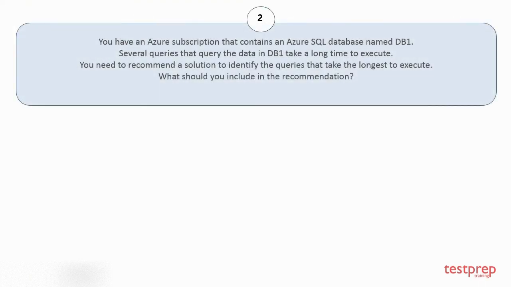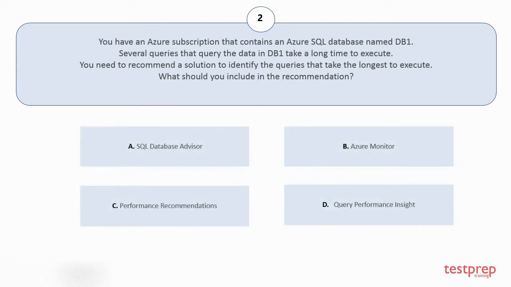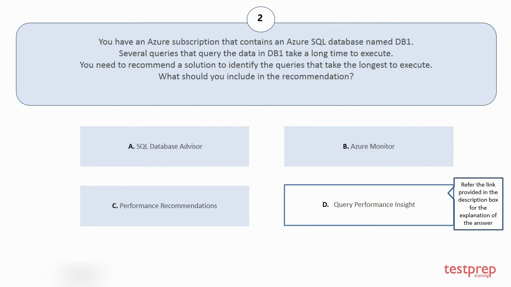Question number 2. You have an Azure subscription that contains an Azure SQL database named DB1. Several queries that query the data in DB1 take a long time to execute. You need to recommend a solution to identify the queries that take the longest to execute. What should you include in the recommendation? Your options are A. SQL Database Advisor. B. Azure Monitor. C. Performance Recommendations. D. Query Performance Insight. The correct answer is option D.